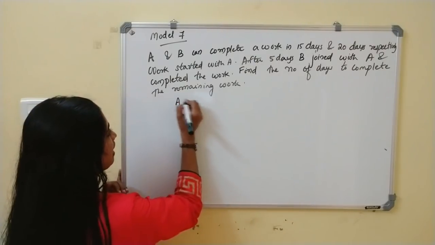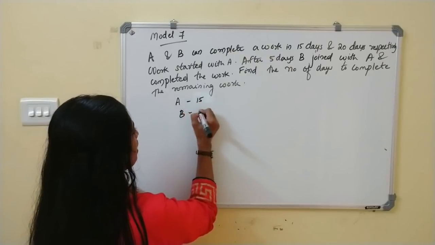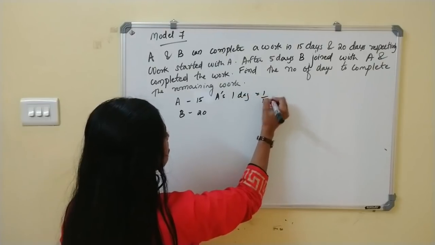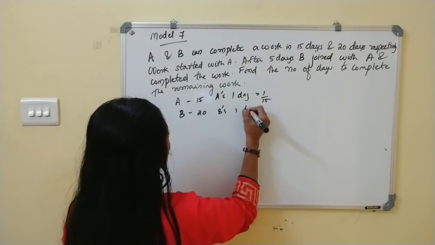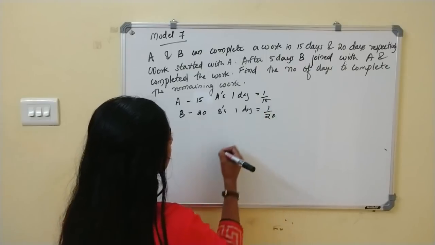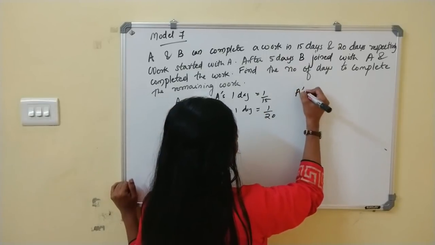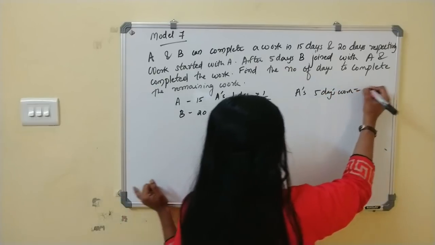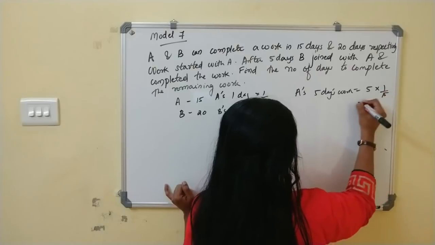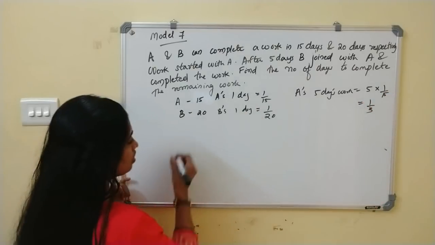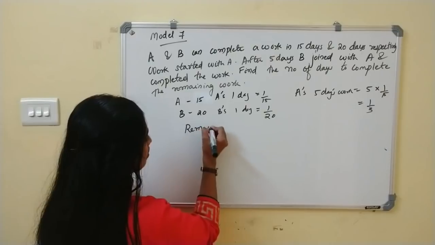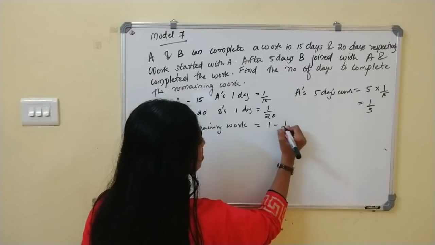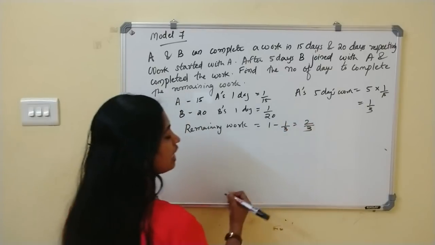It is given that A takes 15 days, B takes 20 days. So A's 1 day's work is 1 by 15 and B's 1 day's work is 1 by 20. A does the work for 5 days. So A's 5 days work is given by 5 into 1 by 15, which is 1 by 3. So the remaining work is, total work is 1, 1 minus the work completed, 1 by 3. So 2 by 3 work has to be completed.